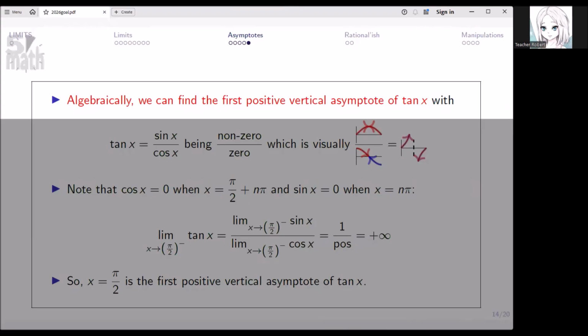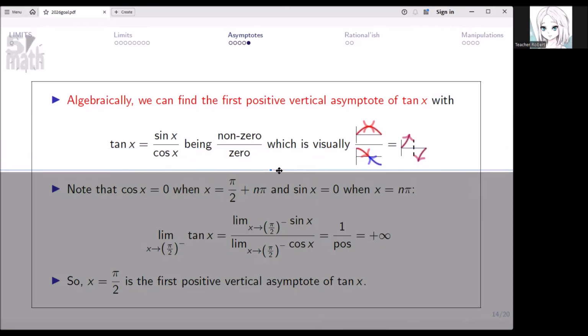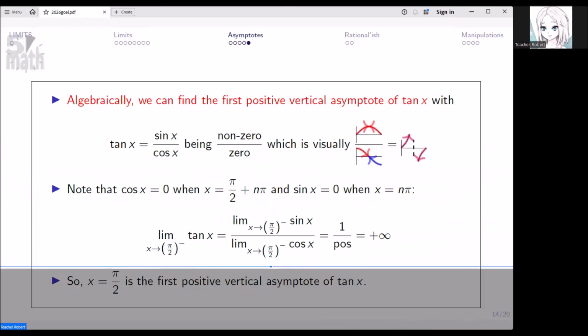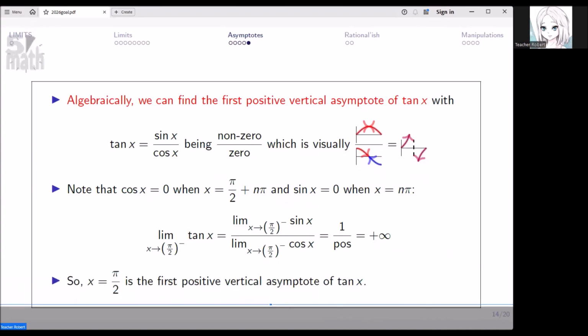Algebraically, we can find the first positive vertical asymptote of tangent x with tangent equals sine over cosine being non-zero over 0, which is visually this. Note that cosine x equals 0 when x equals pi over 2 plus n pi, and sine x equals 0 when x equals n pi. We have the following. So, x equals pi over 2 is the first positive vertical asymptote of tangent x.